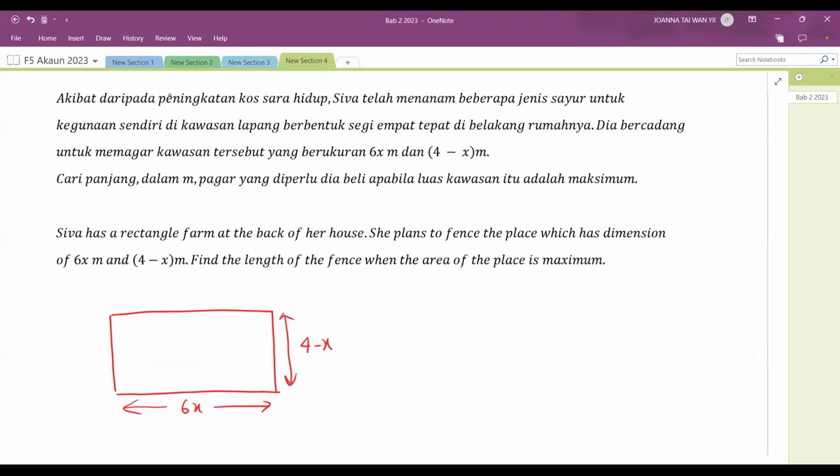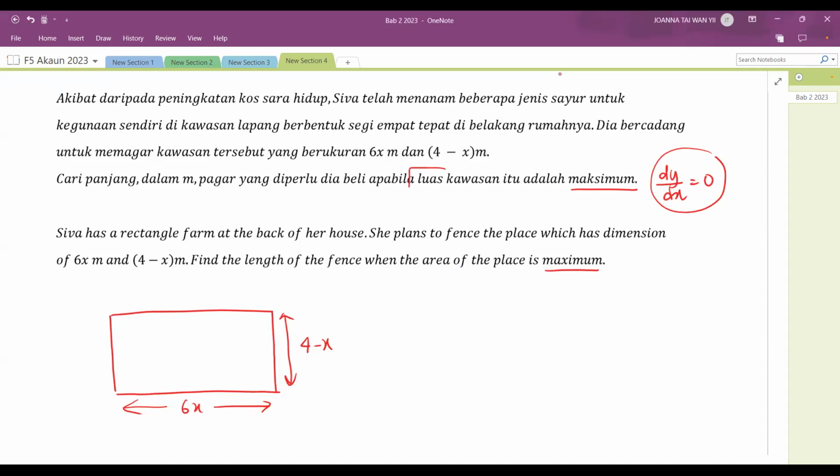Okay, they give you the length, 6x and 4 minus x. They ask you, he going to make a fence. Dia nak buat pagar sini. Okay, fence, you know, right? Pagar. So, dia nak tanya jumlah panjang dia berapa? What is the total length if my area is maximum? Oh, you see that? Jika luas saya adalah maximum. Maximum maksudnya apa? As long as you see maximum, minimum means dy dx is 0.